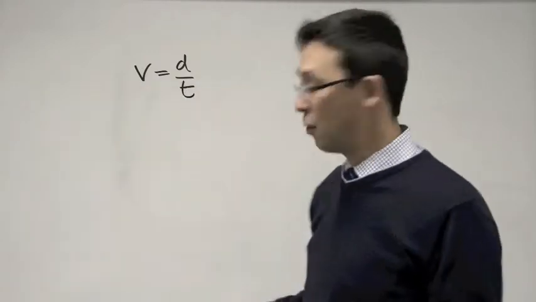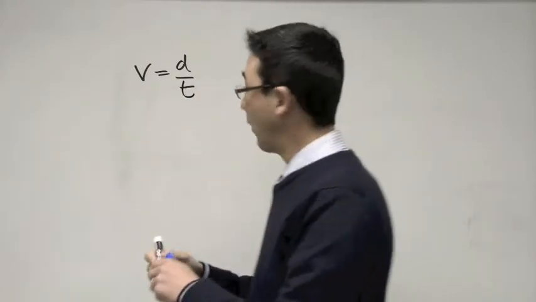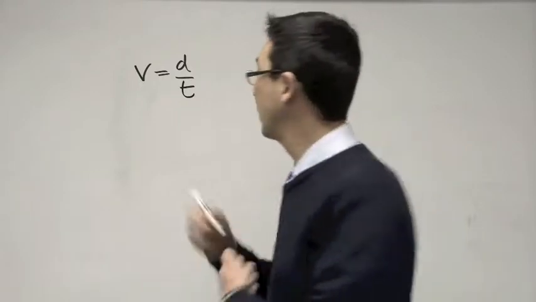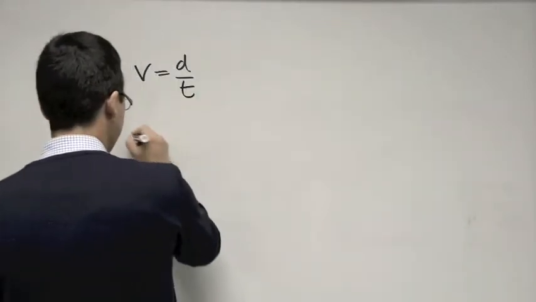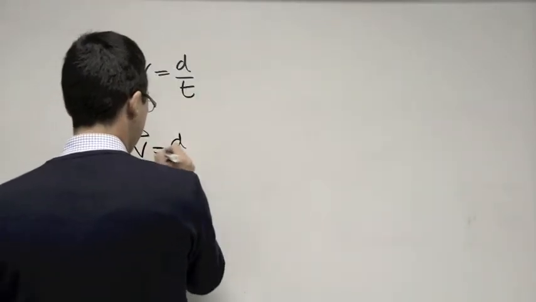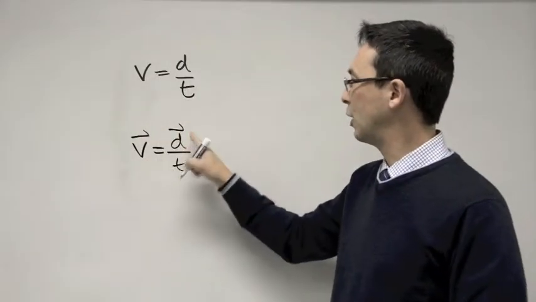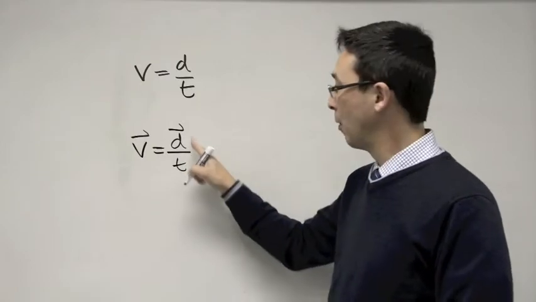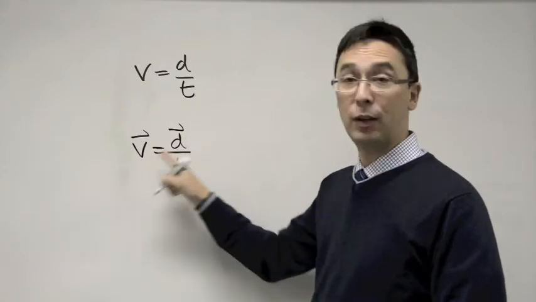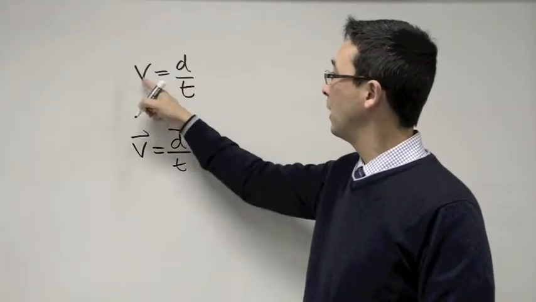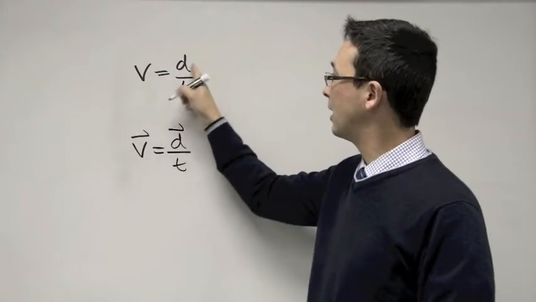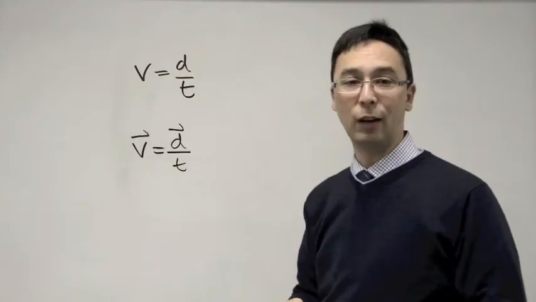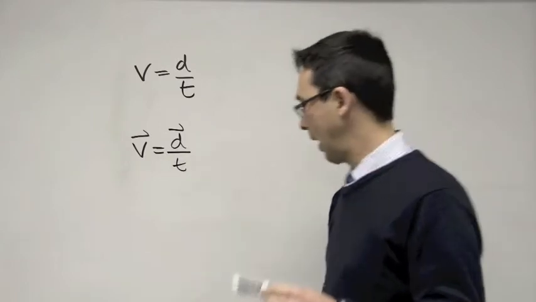Now, this equation can be written two ways. This way is speed, and if I were to write the equation for velocity, then it would look like this. Which really says velocity is equal to displacement over time, where displacement and velocity are the vector quantities. And this one, speed is equal to distance over time, where distance and speed are scalar quantities.